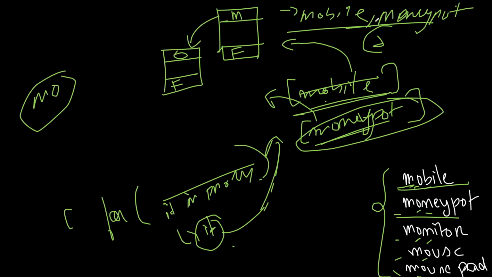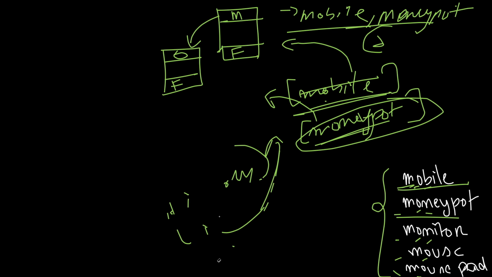So again in O you will be having mobile and money pot, and since the suggestion list size is less than 3, or not equal to 3. Okay, so I hope you got this idea. Now let me do the operations.